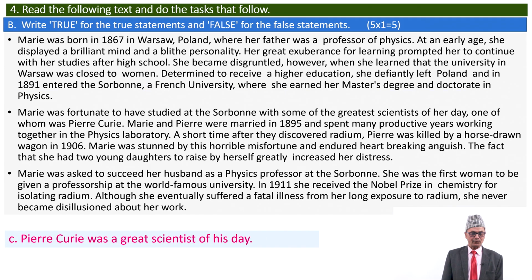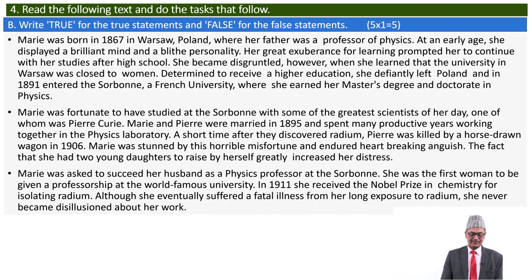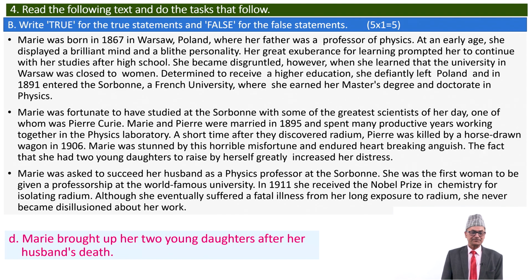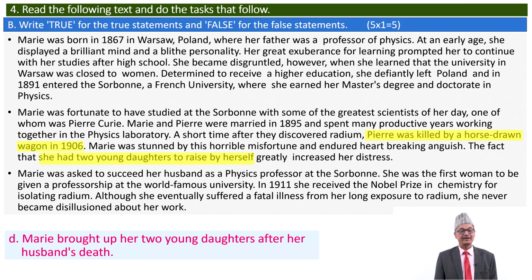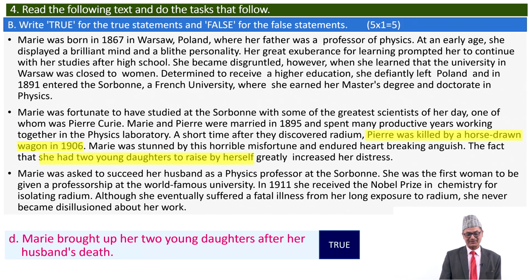The third one. Pierre Curie was a great scientist of his day. Where is the information? There. Yes, you are right. True. Next question. Mary brought up her 2 young daughters after her husband's death. Where is the information? Pierre was killed by a horse-drawn wagon in 1906. And again, she had 2 young daughters to raise by herself. So, you were right. What's the answer? True.